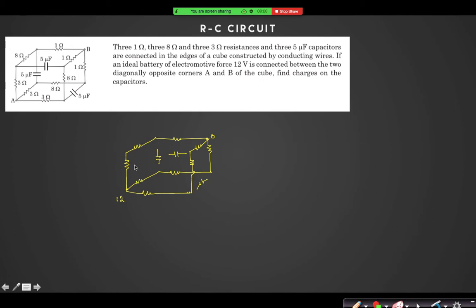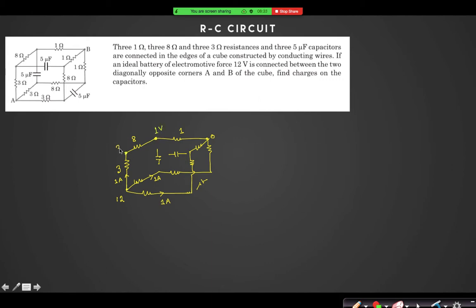Okay, I'm solving it. So this is 3 ohm, this is 8 ohm, this is 1 ohm. So what is the equivalent resistance for that series resistance? 12 ohm. So what is the current in each branch? Can I say 1 ampere current is flowing through each branch? If 1 ampere current is flowing, it is 0. So can I say this is 1 volt?